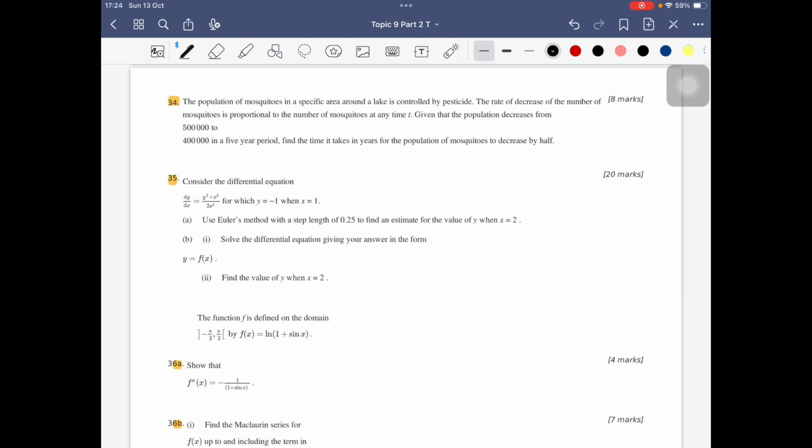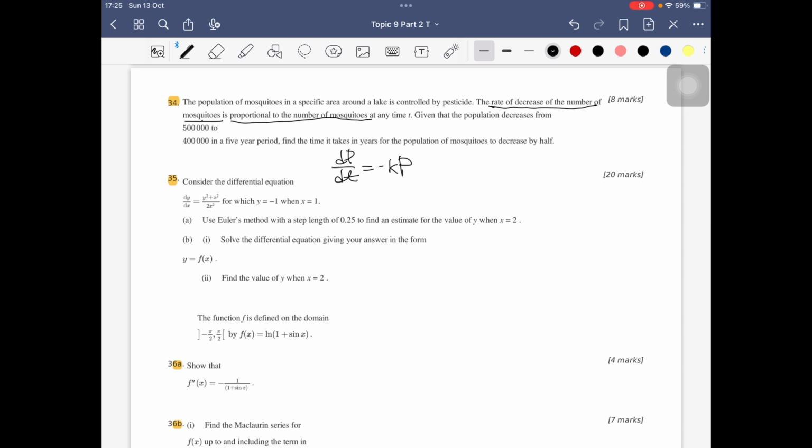Population of mosquitoes in a specific area around the lake. So now mosquito, the rate of decrease of the number of mosquitoes. So population is decreasing, proportional to the number of mosquitoes, proportional to the population itself. So kP. But because it's decreasing, just as a symbol, I'll add this negative sign here.